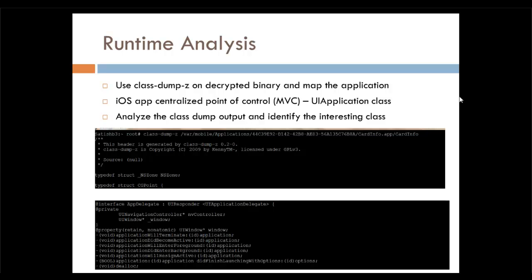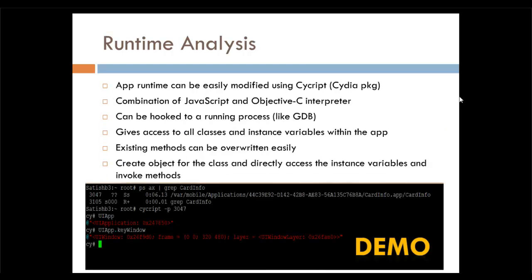And to do runtime analysis, we can use another tool called class-dump, which, when we run it on a decrypted binary, lists out all the classes and methods of a particular binary application. So once we have identified all the classes, we can analyze the dump to identify the interesting classes. Later we can use Cycript, which is basically a JavaScript and Objective-C interpreter that can be directly hooked into an application. And once we hook, we can access all the objects inside it, or we can actually modify the objects, functions, or instance variables. Let's take a look at the demo.